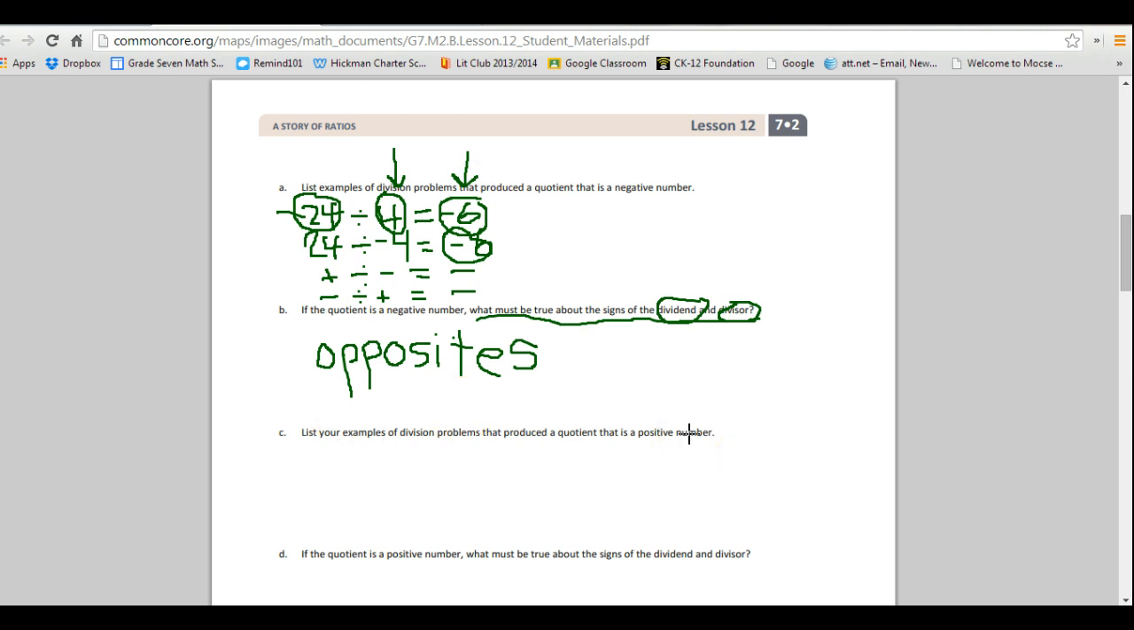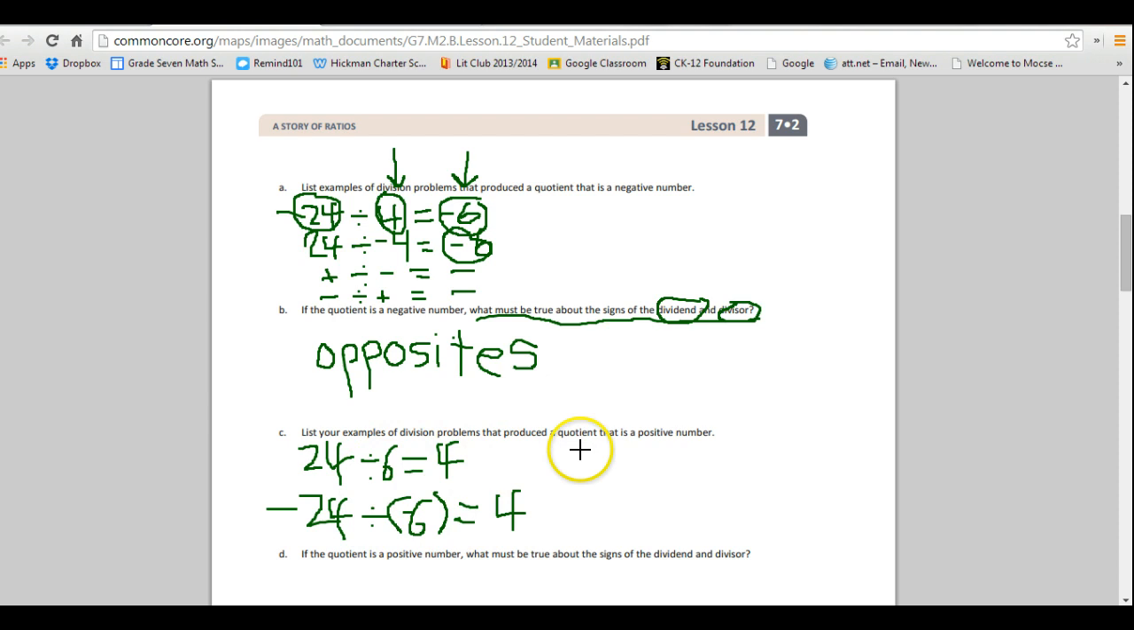Okay, so C asks you to list examples of division problems that produced a quotient that is a positive number. The way we did that, as we know, we had 24 divided by 6 equals 4. And this could also be 24 divided by 4 equals 6. But we could also have negative 24 divided by negative 6, and that equals a positive 4 as well. And negative 24 divided by negative 4 would equal a positive 6.